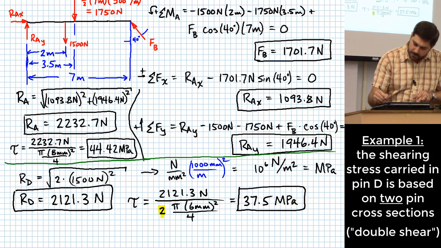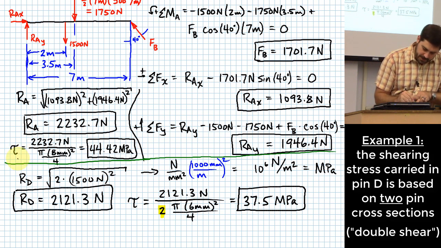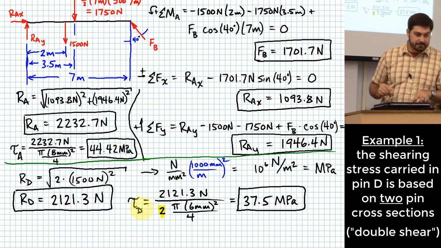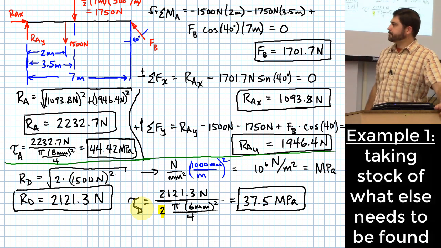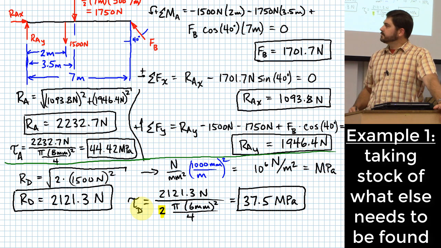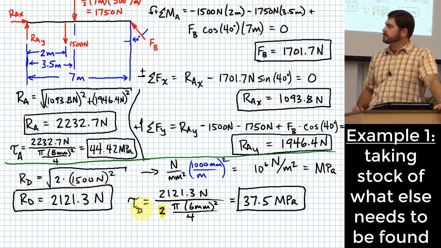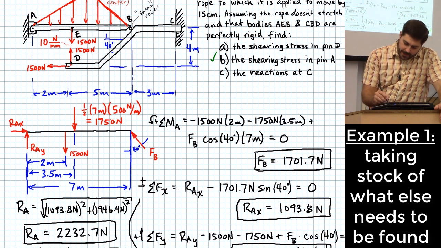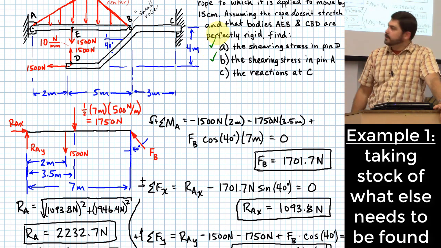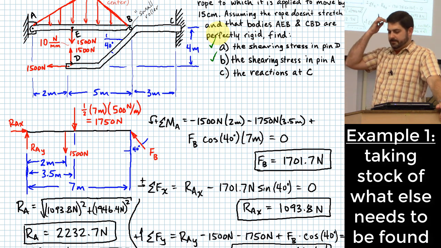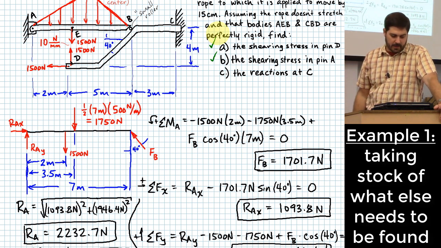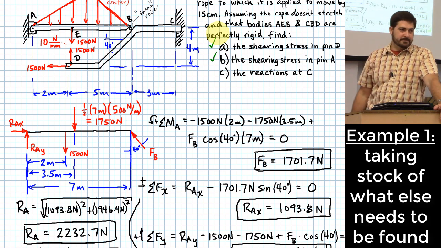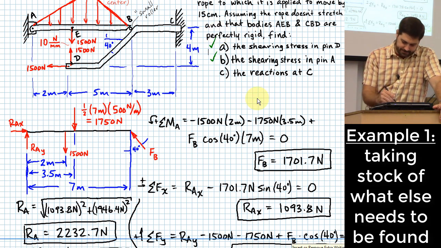Okay, and let me put some subscripts to make this easier to follow. This is the shearing stress on pin A, and this is the shearing stress on pin D. All right. So now we've done parts A and B. And you might think, now for something completely different. And you might be right.